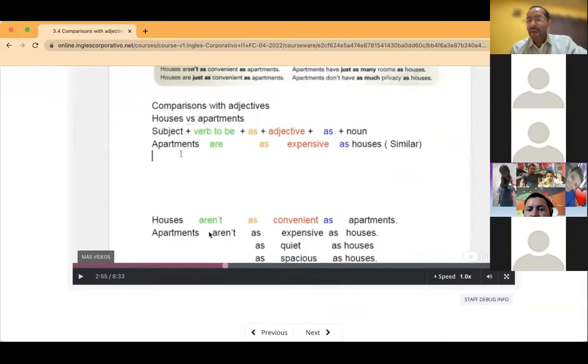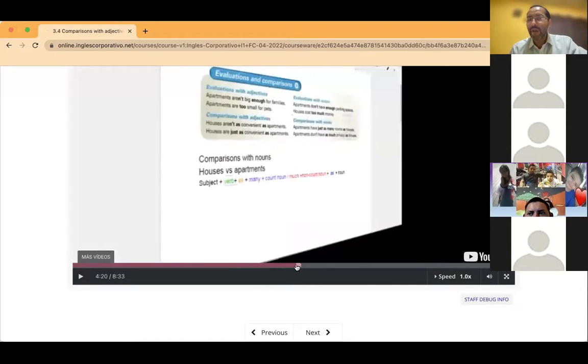This means the apartments are not as expensive as houses. Apartments are not as quiet as houses. That's what it means, okay? But if we make the sentence, for example, apartments are as expensive as houses, they are similar or the same. You can change for convenient or other adjectives.